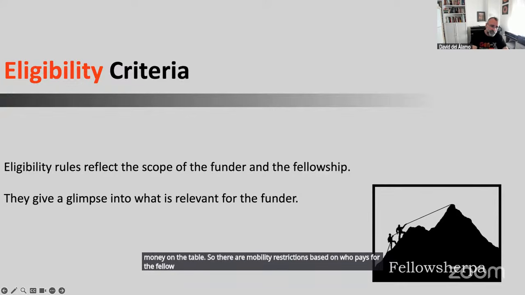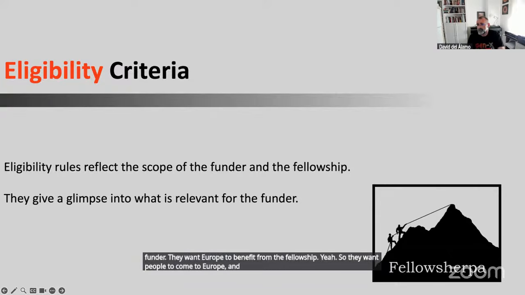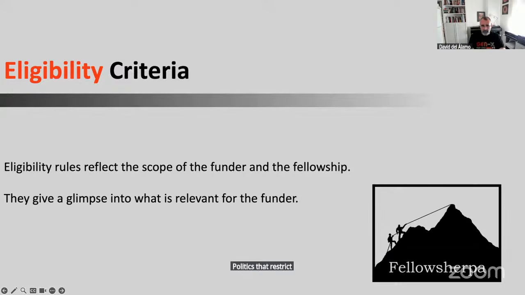So if the fellowship is from a European funder, they want Europe to benefit from the fellowships. Yeah? So they want people to come to Europe, and they won't fund fellowships going from Australia to Canada, because then Europe won't benefit at all. Yeah. So this is simple to understand. Yeah. There's politics that restrict some of the eligibility criteria.